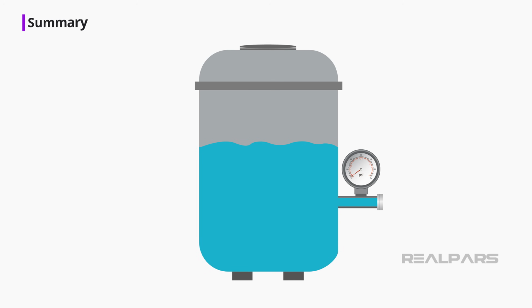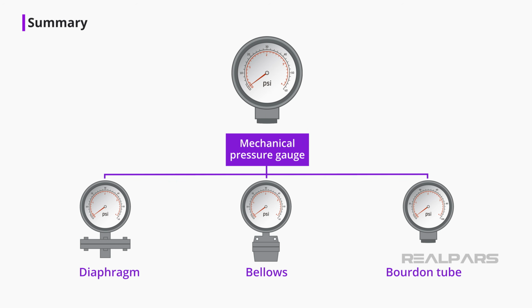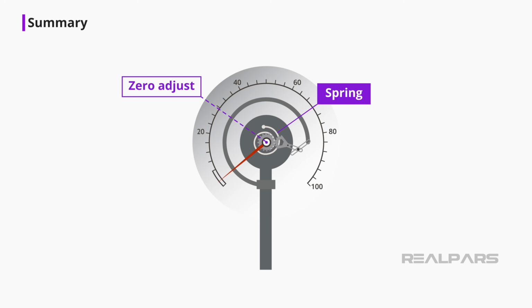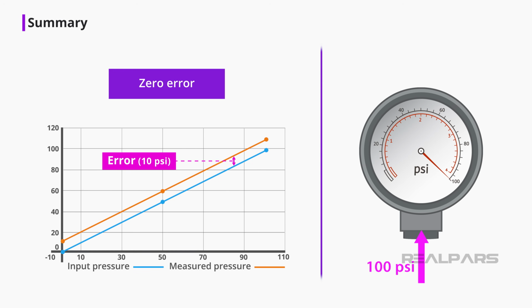Alright, let's summarize. A pressure gauge provides a method of measuring fluid, gas, water, or steam intensity in a pressure-powered machine. Pressure is determined by the perpendicular force applied per unit area of a surface. Of the many types of mechanical pressure gauges, the three most common types are the Bourdon tube, diaphragm, and bellows. Routine adjustments are required on Bourdon tube pressure gauges to correct the zero error and multiplication error. Zero error is the error of the same amount and in the same direction throughout the entire pressure range, regardless of the input pressure.